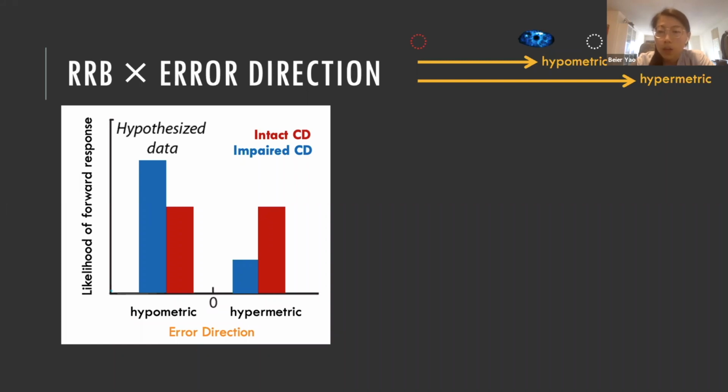A quick reminder, if participants have intact CD, there should be no relationship between error direction and response. But if they have impaired CD and rely on error direction instead, then we expect to see a high likelihood of forward response when the saccade is too short, and a low likelihood of forward response when the saccade is too long.